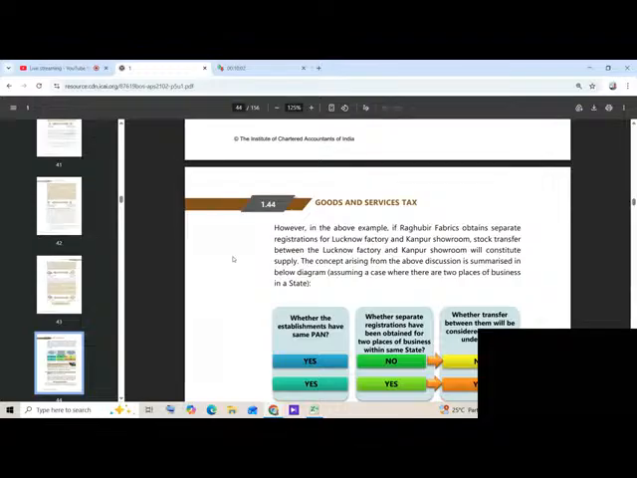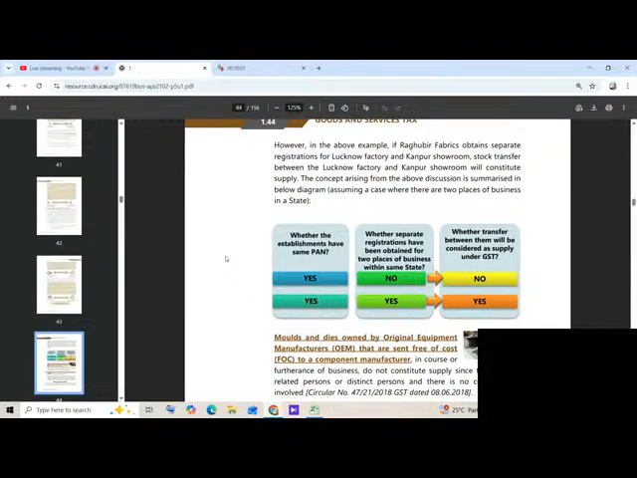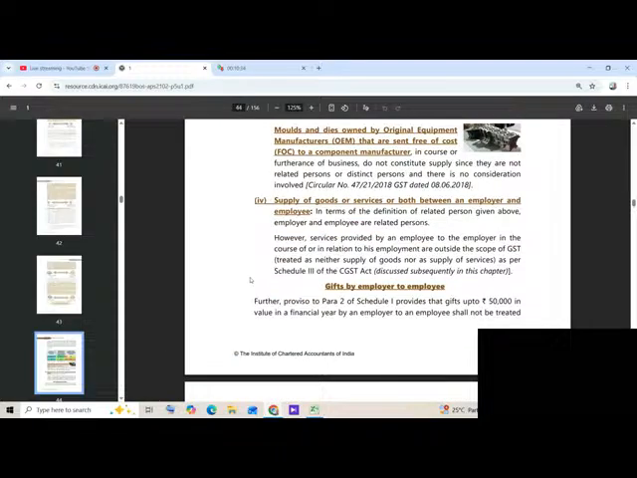The concept arising from the above discussion is summarized in the below diagram. Whether the establishments have same PAN, yes. Whether separate registrations have been obtained for two places of business within the same state, no. Whether transfer between them will be considered as supply under GST, no. Whether the establishments have same PAN, yes. Whether separate registrations have been obtained for two places of business within the same state, yes. Then in that case, it will be considered a supply even if made without consideration.